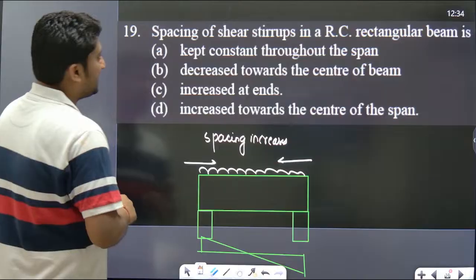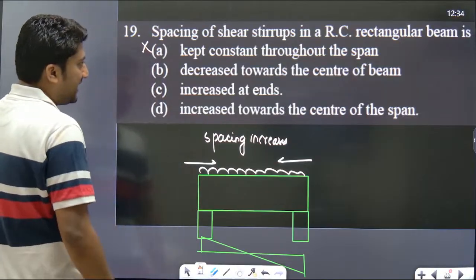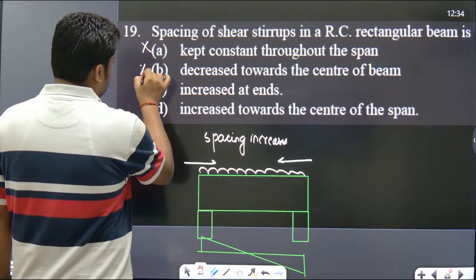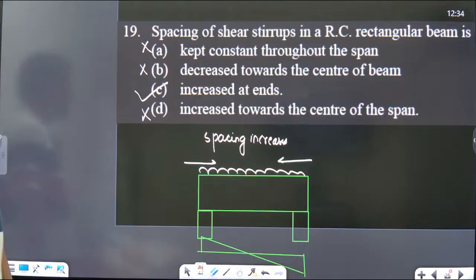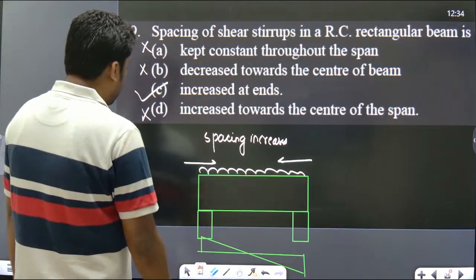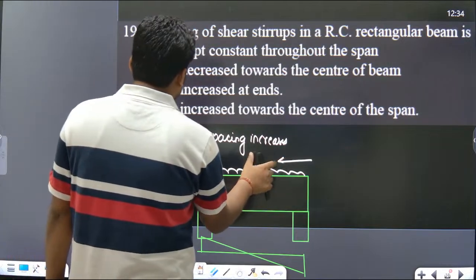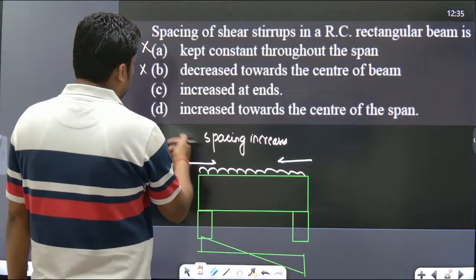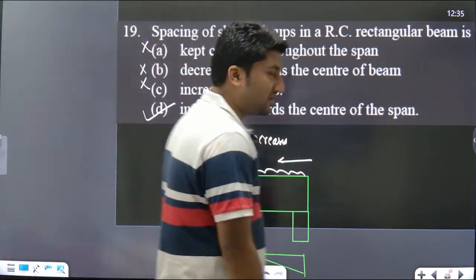So, is the spacing of the shear stirrup in an RC rectangular beam kept constant? No, it is not kept constant. Decreased towards the center of the beam? No, it is not decreased, it is increased towards the center of the span. So the correct answer is option D. Yes, option D is the correct answer.